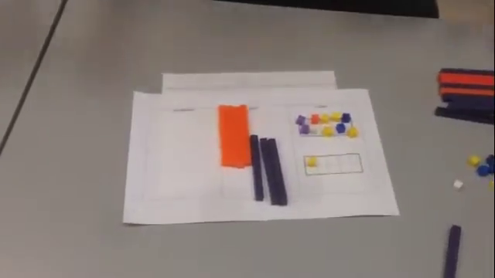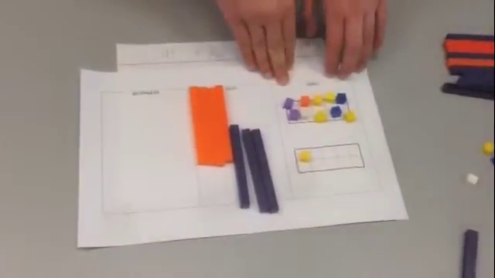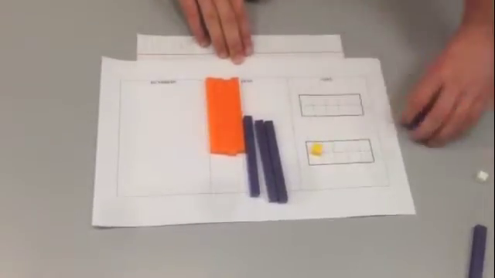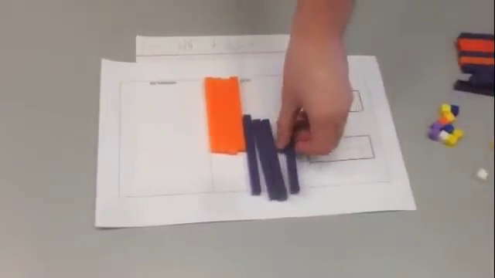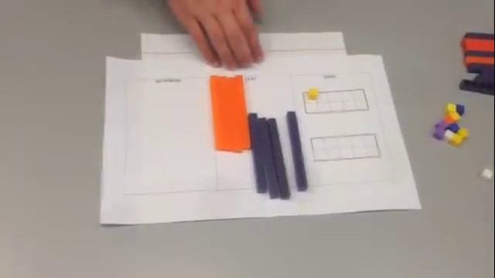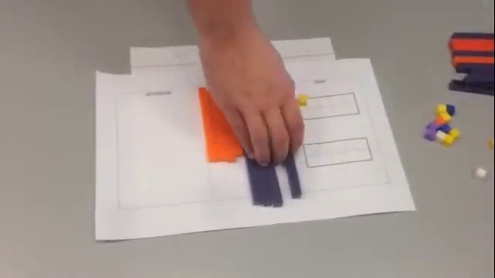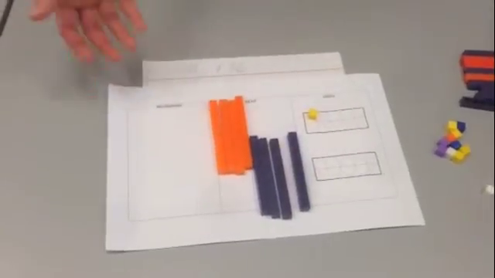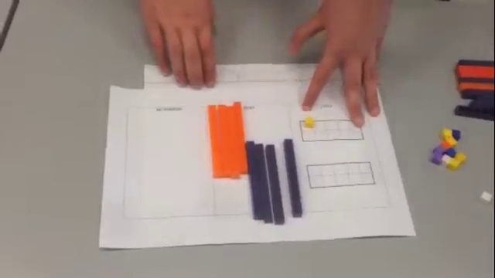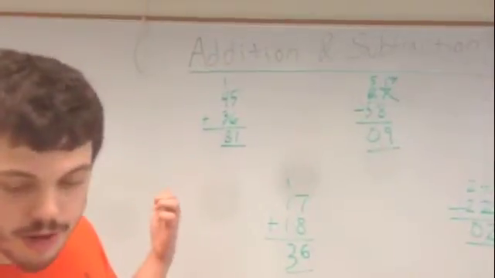Alright, so once we realize that we have 10 ones, we can exchange those 10 ones in for 1 ten because 10 ones is equal to 1 ten. And then we move this one up here. We count the tens we have, which are 4 orange and 3 blue, which make 7 together. And then we have 1 left over, which means that we should get 81 as our total. And as we found out on the board, that would be correct.